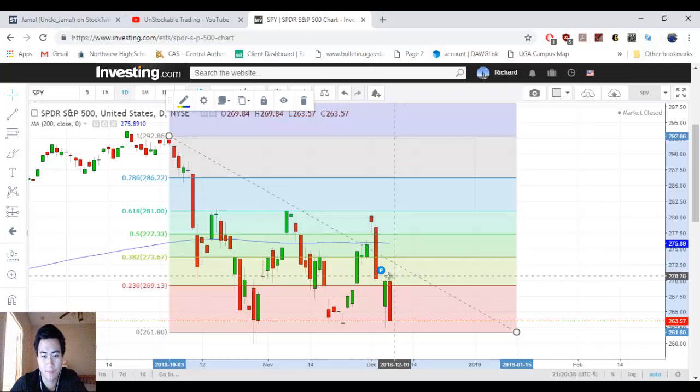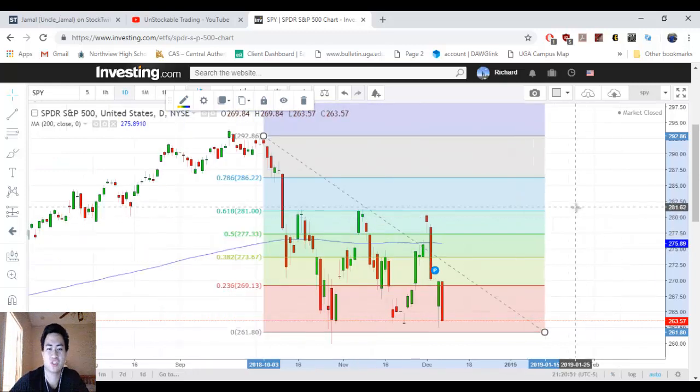If you look at what happened here, we're in here, we rejected, we come back in here, and then we're just in here, and then once we break out, we're in here for a while, and then we break out to the upside. Fibonacci retracement just gives me an overall idea of the area the stock is trading within.